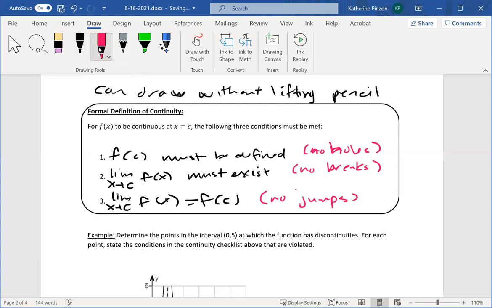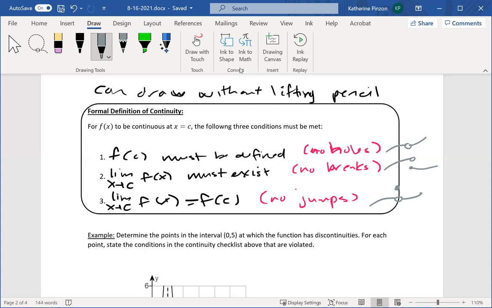So if we think about these in terms of the picture of the graph, this guy means you can't have any holes. This guy means you can't have any breaks. And this guy means that these two points, the filled-in circle and the limit, must be the same, okay? If one of those three conditions fails at any point in your graph, then you say it's discontinuous there.